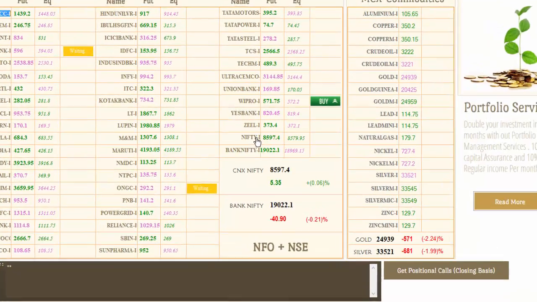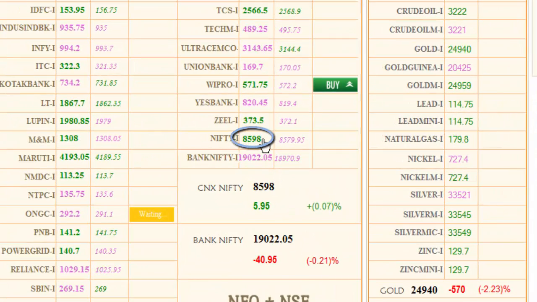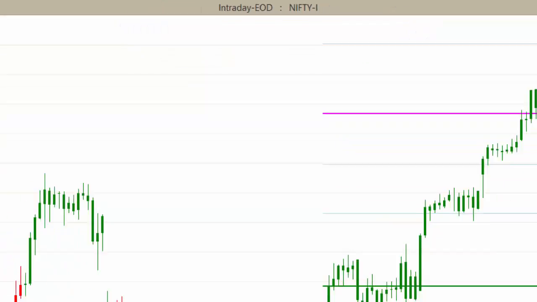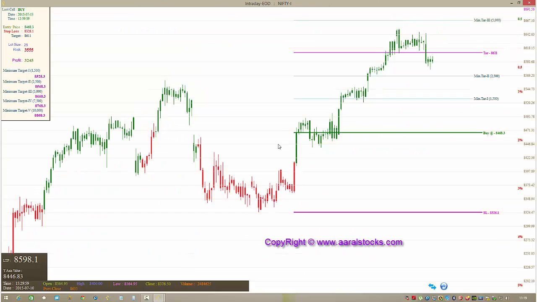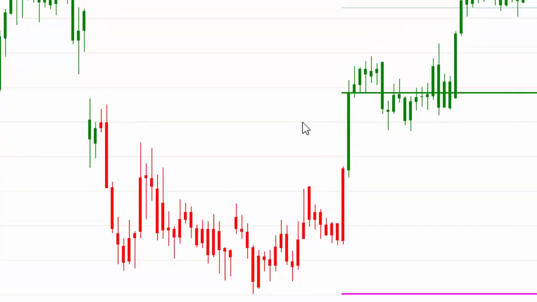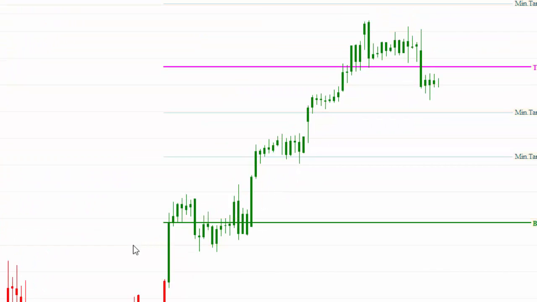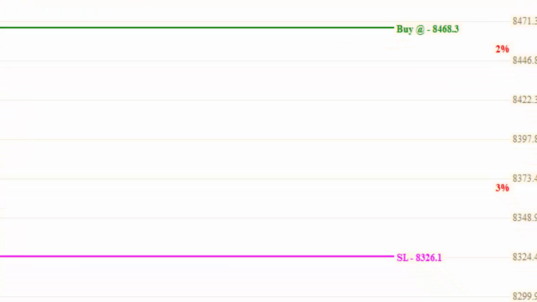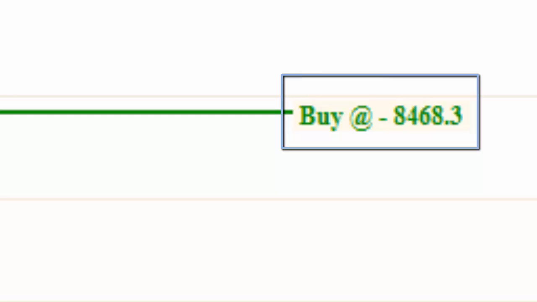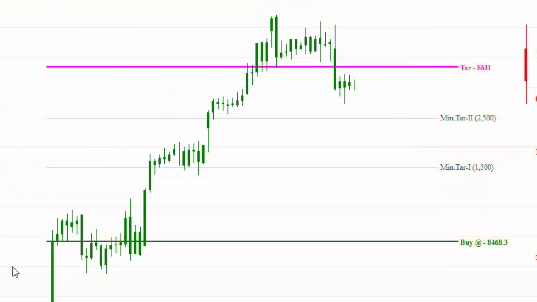As I explained before, if you want to access a particular script's intraday chart, then you have to click the price of that particular script. This intraday chart will display a combination of red and green signals. The red color candles show the sell signals and the green color signals show you the buy signals. The Buy at label gives you the exact buy price, SL is nothing but stop loss, which gives you the exact stop loss price, and TAR is the target, which gives you the target price.